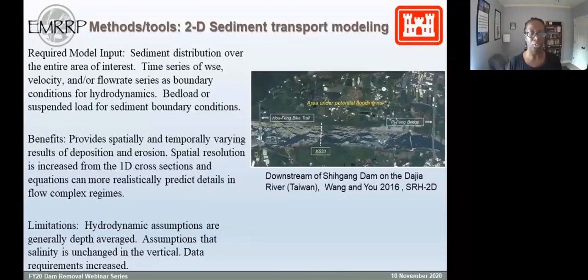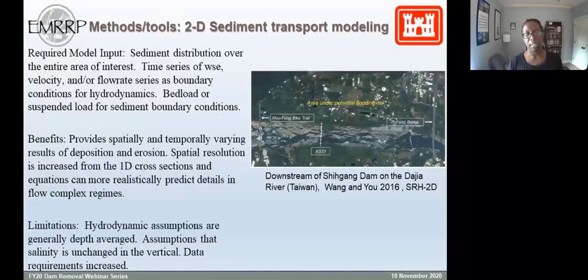the boundary conditions. The benefit of this is that they provide spatially and temporally varying results of the deposition and erosion, and you just get more information than you potentially got from that 1D model. And we notice the equations that are provided can more realistically predict details in these complex flow regimes.